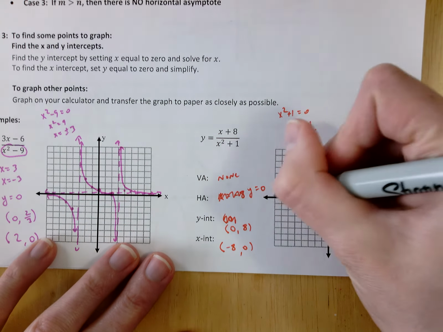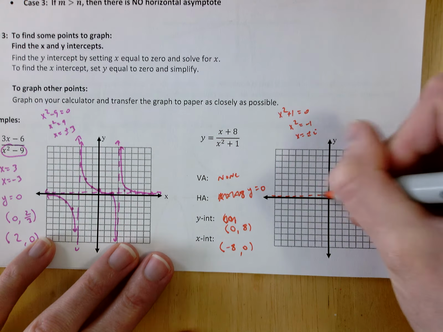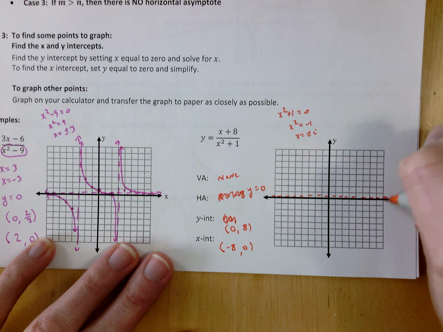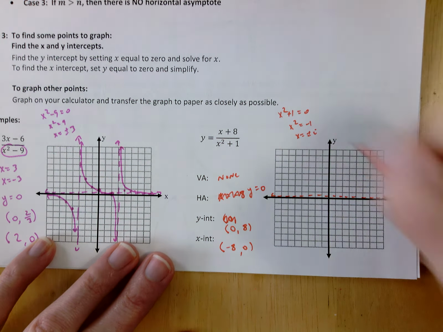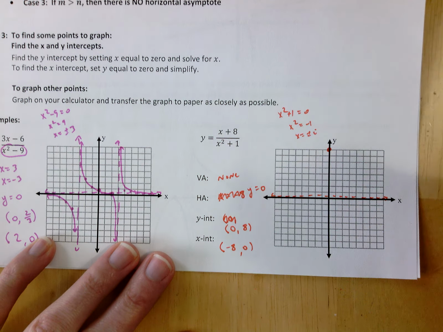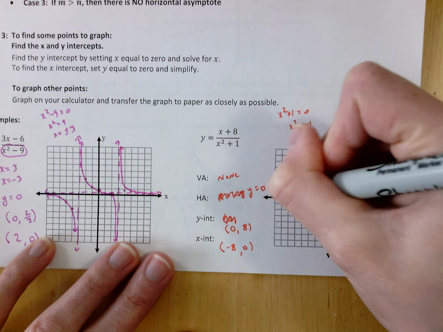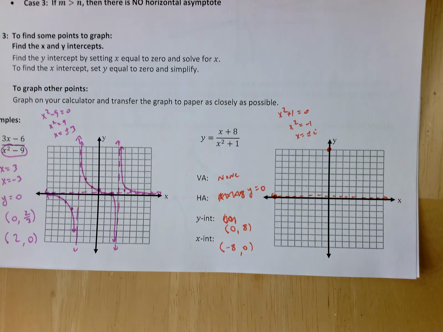Yeesh, okay, that was a lot of mess ups. Horizontal asymptote. All right, (0, 8) would be up here. (-8, 0) would be out here. Again, it's on that asymptote, but that's okay. That's going to happen sometimes.